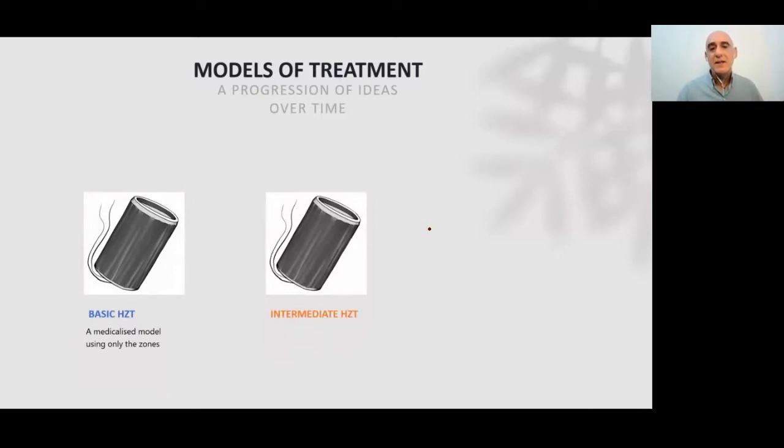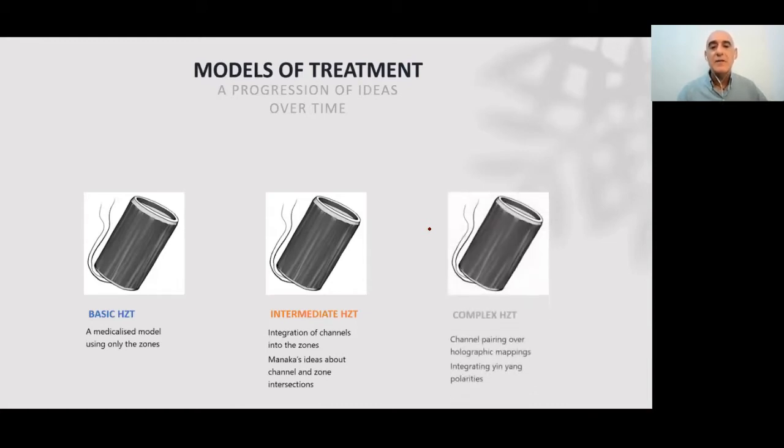An intermediate HZT, which was more Manaka's thing, integrates channel theory into the zones. And Manaka had all sorts of ideas about how the channels can be used together with the zones. And complex Hirata zone therapy is basically anything contemporary. So using channel pairings, integrating yin-yang theories and polarities such as left, right, upper, lower, front, and back. Now, of course, I can't teach you all these things in this short time, but I think I can teach you how to use basic HZT because it's so easy.